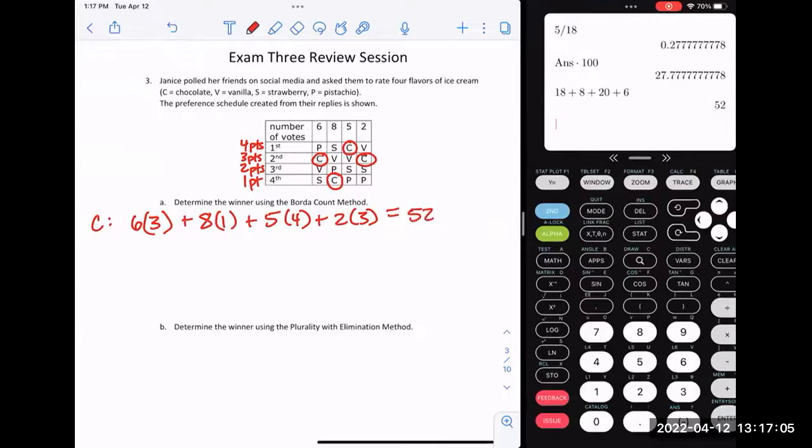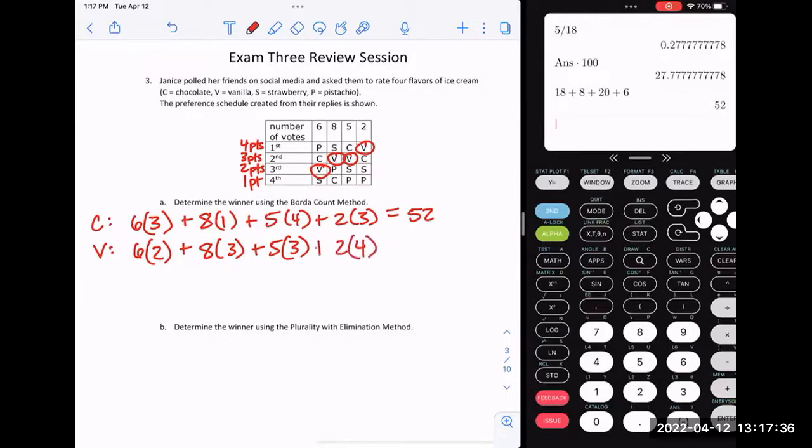And then I'm going to do this for the next candidate. So I'll just move on to vanilla. So vanilla got 2 points from the 6 voters in the first column. They got 3 points from the 8 voters in the second column. They also got 3 points from the 5 voters in the third column, and then they got 4 points from the 2 voters in the last column.